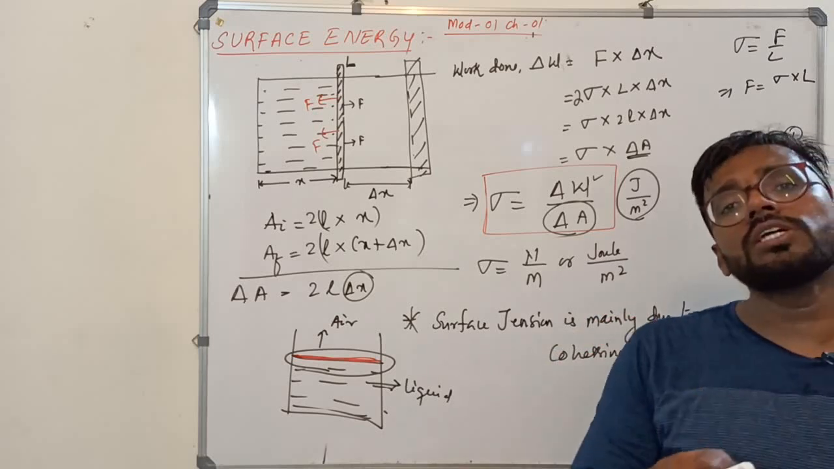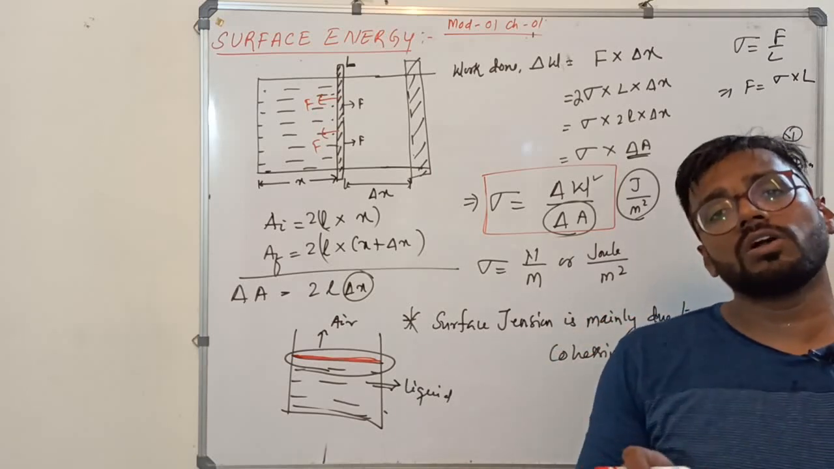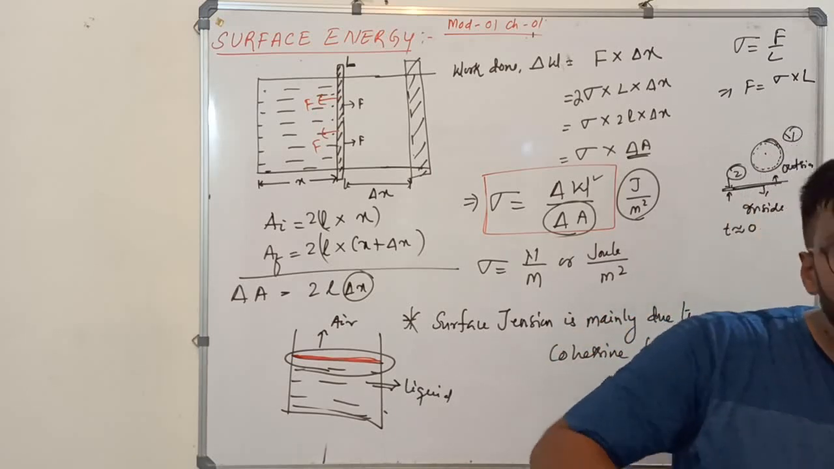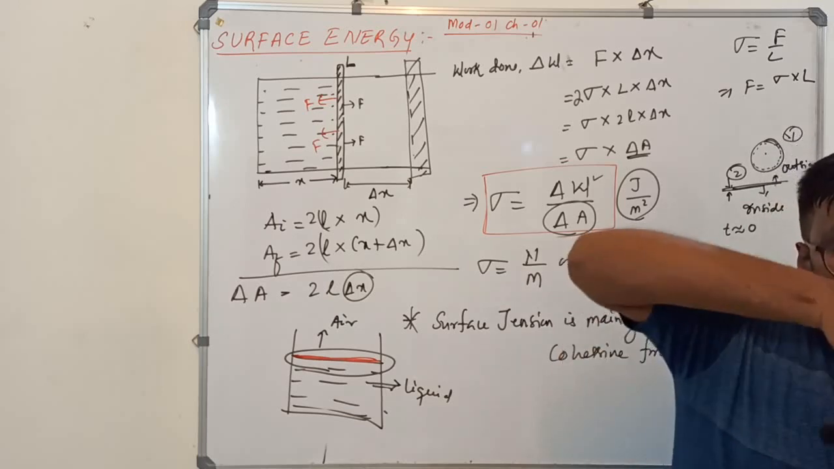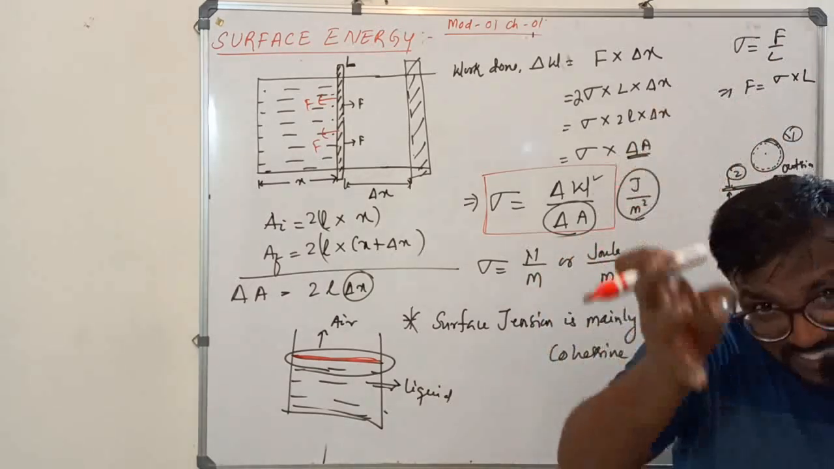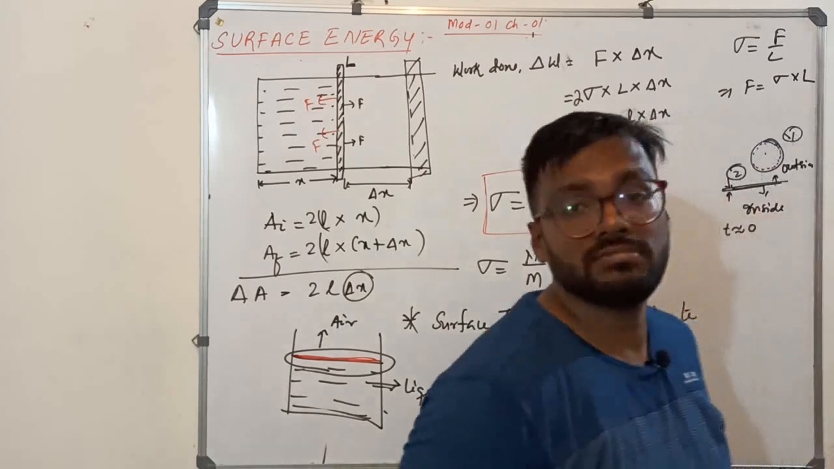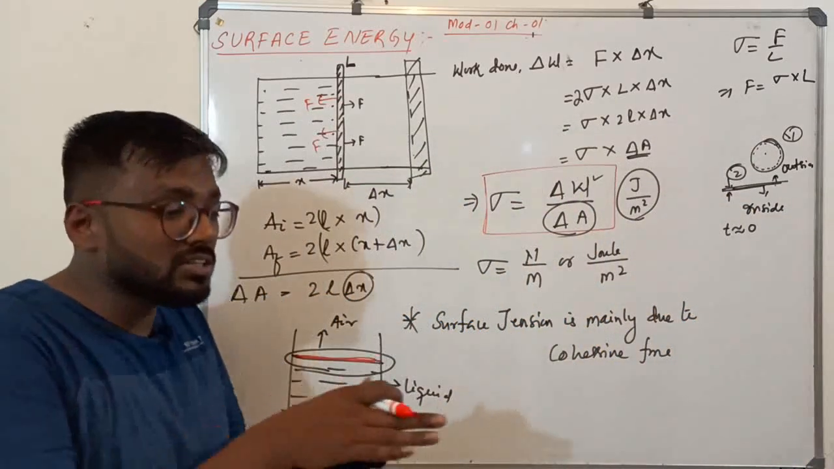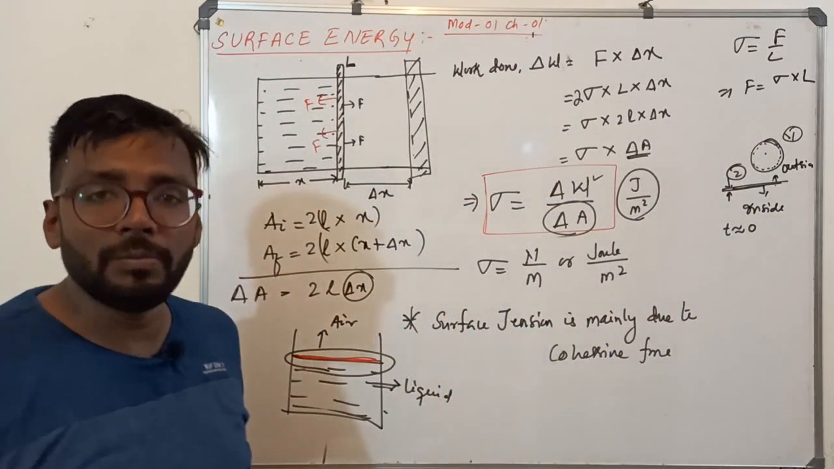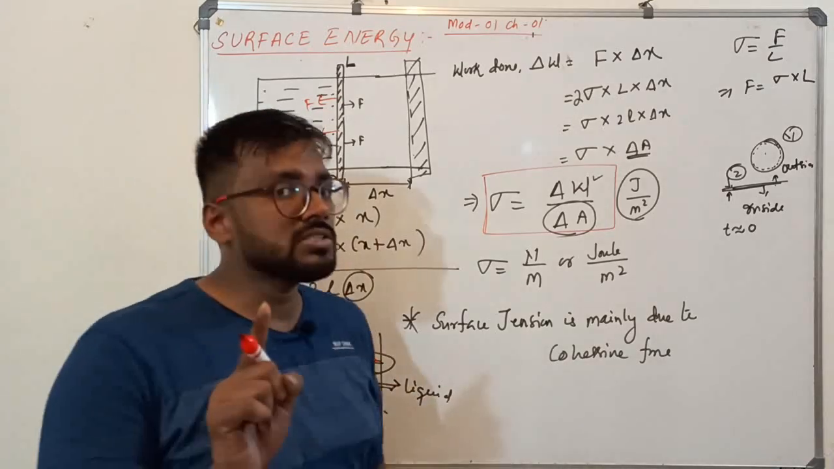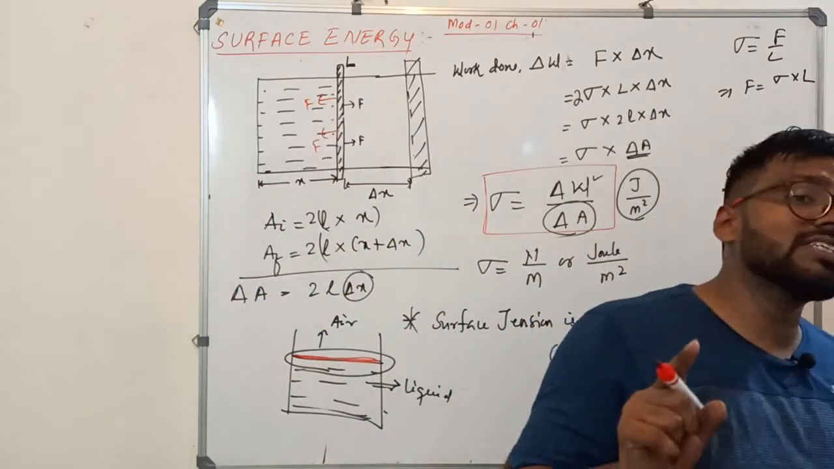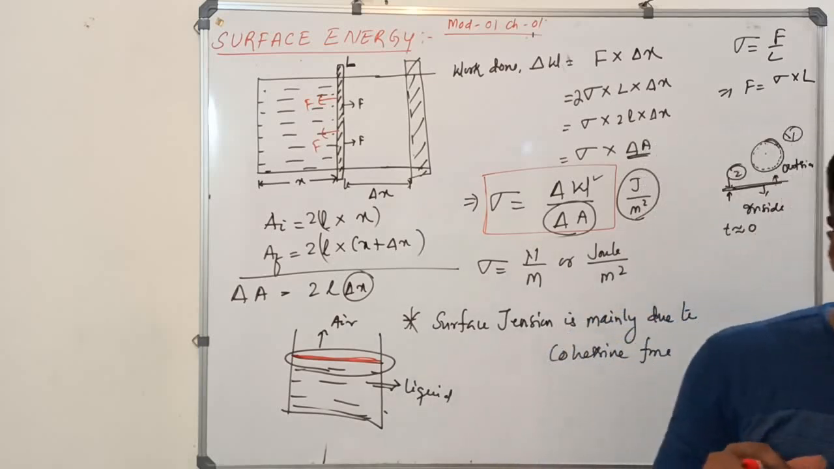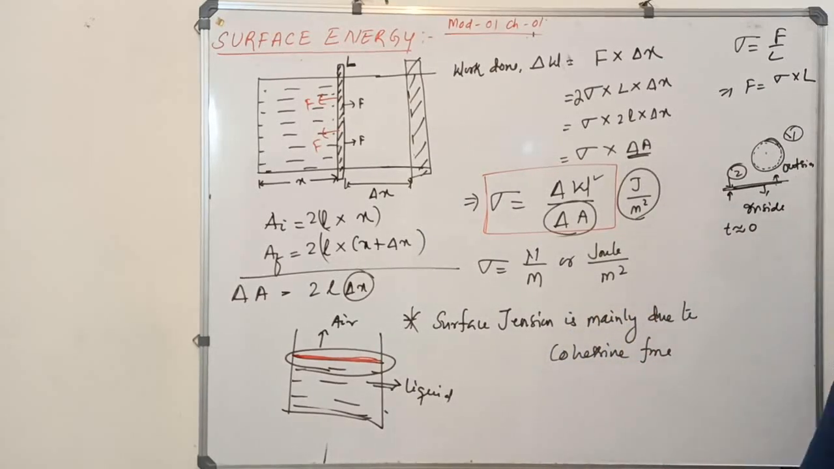Sir, if there are two liquids, suppose one is kerosene and one is water. Kerosene's density is lower, so it will come up. There also they will make an intersection, and the surface tension will be found at the intersection only. Surface tension is always present at the intersection between two media. So, understood surface tension? You understood surface energy also? Come on. Yes. Pause the video and note it down.